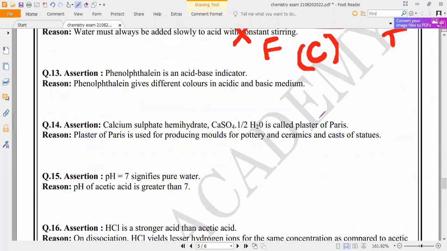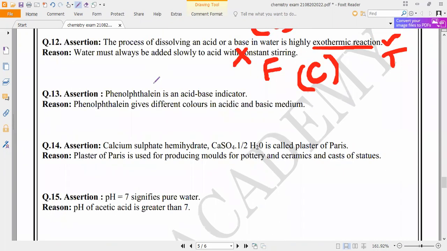Next, 13th question, boys, please. Phenolphthalein is an acid-base indicator. Phenolphthalein, draw.